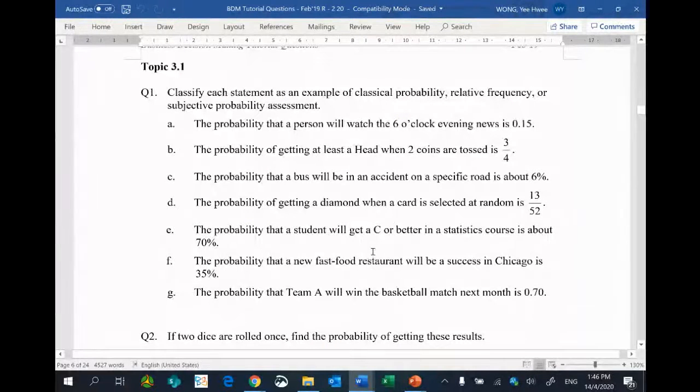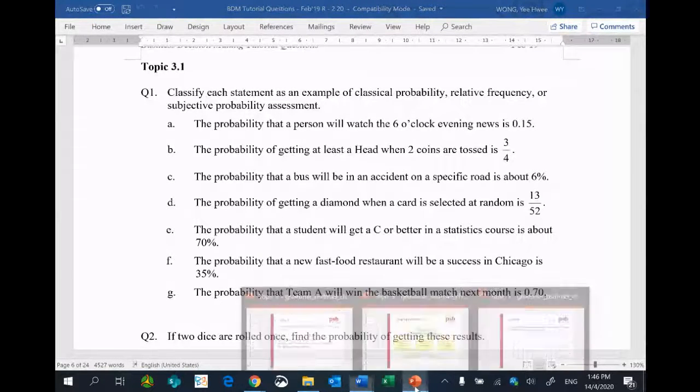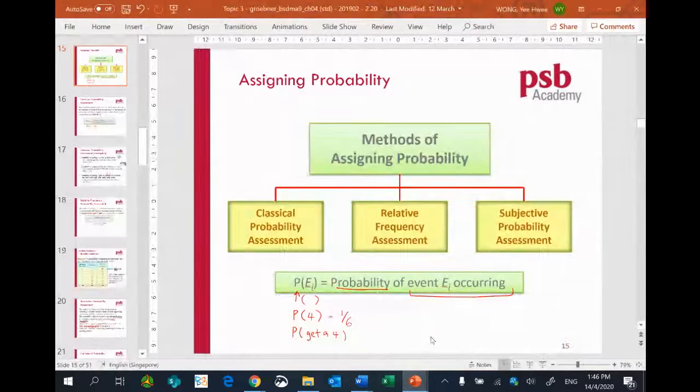First question. Classify each statement as an example of classical probability, relative frequency, or subjective probability. Okay, now where does it come from? It comes from here. Let me just go through a very brief one again.